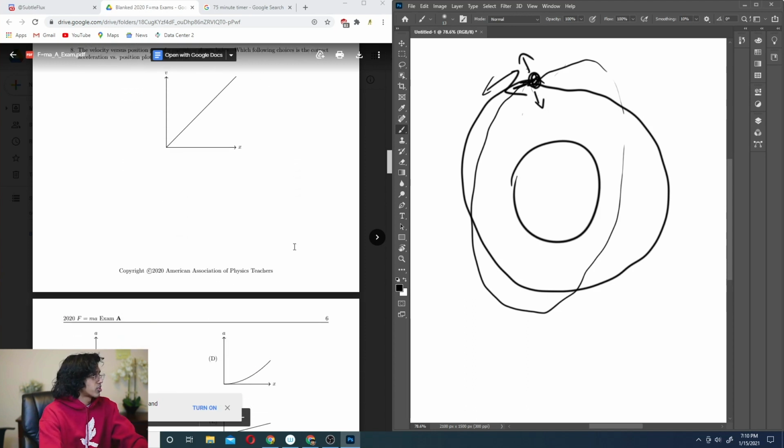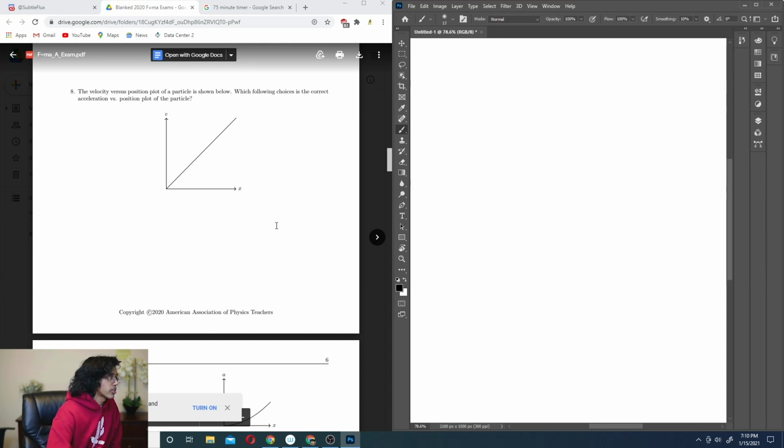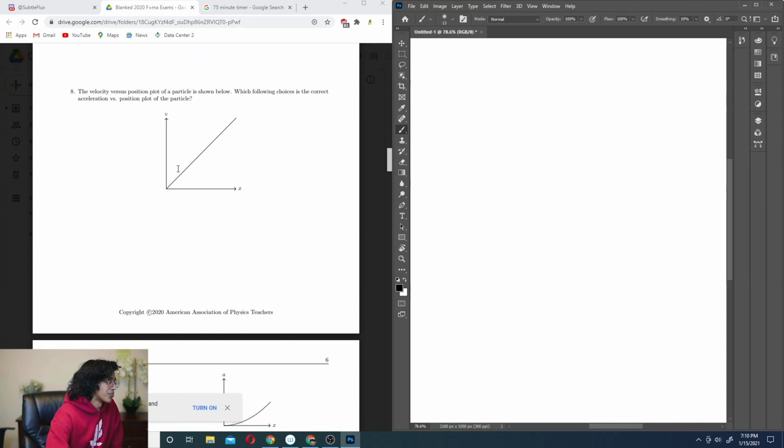Alright, 8. The velocity versus position plot of a particle is shown below. Which of the following choices correctly plot acceleration versus position? Okay, so essentially, versus position though. Oh, okay, well that's annoying.